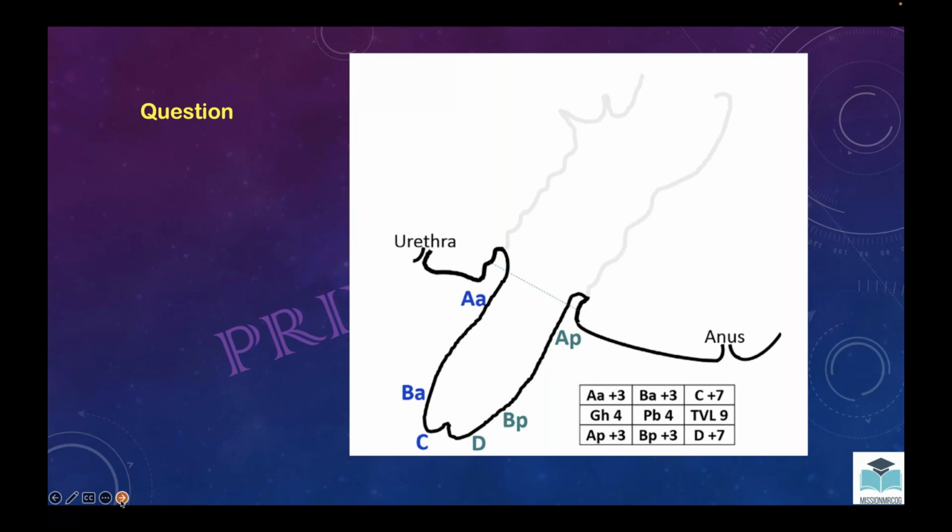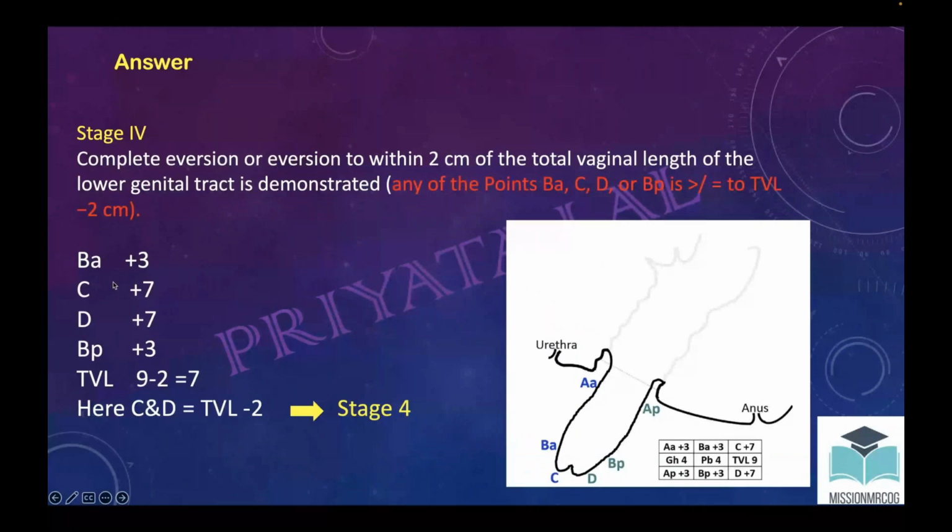Here, if you see all are plus, we know that anterior and posterior vaginal wall prolapse is there, but we have to stage it. So how to do staging? This TVL is 9, and we do TVL minus 2, so it is 7. If any of the points is more than or equal to TVL minus 2, then it will be stage 4. So here you can see that points D and C are equal to TVL minus 2. Because of that, the staging is stage 4.